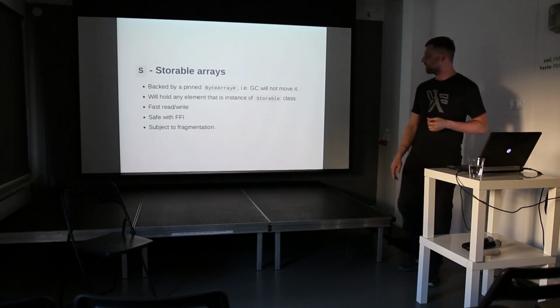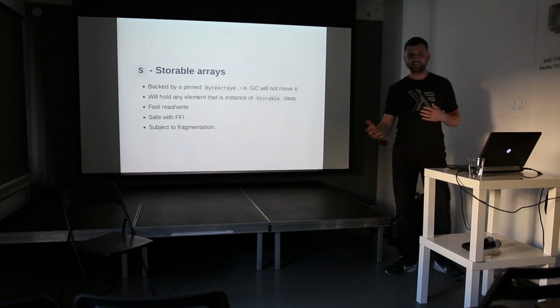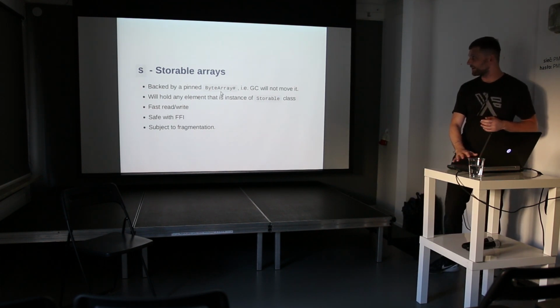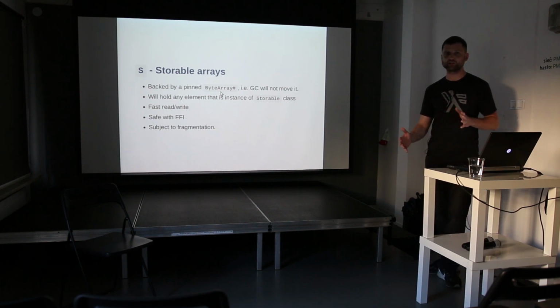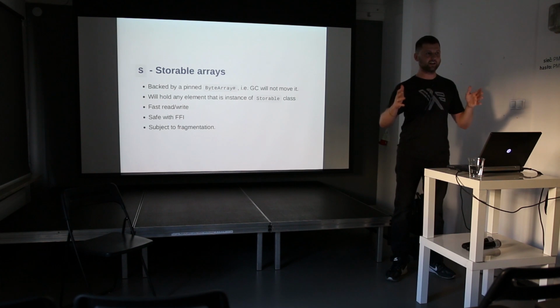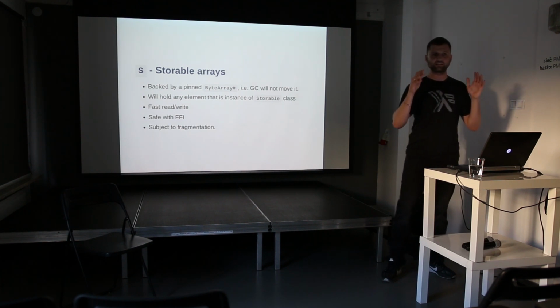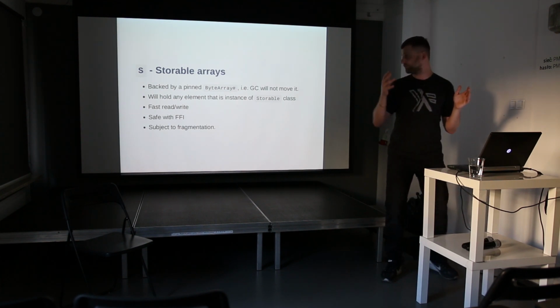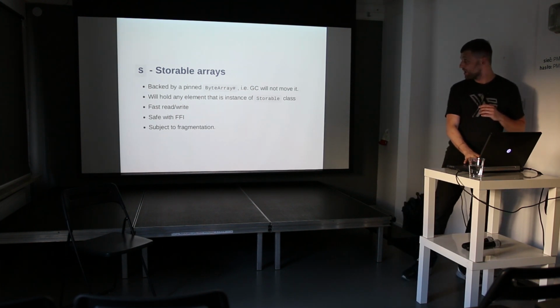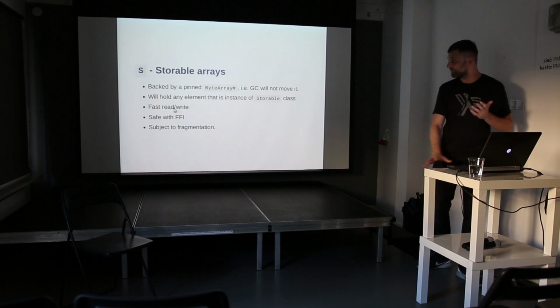Next representation is Storable array. It's a kind of sibling of primitive because it's also backed by a byte array, but it's a pinned byte array. So the garbage collector is not going to move it around. Once it's allocated, it will stay in this place, and it will be safe to pass it to a C function, for example. So it's safe with FFI. It's just as fast as primitive.